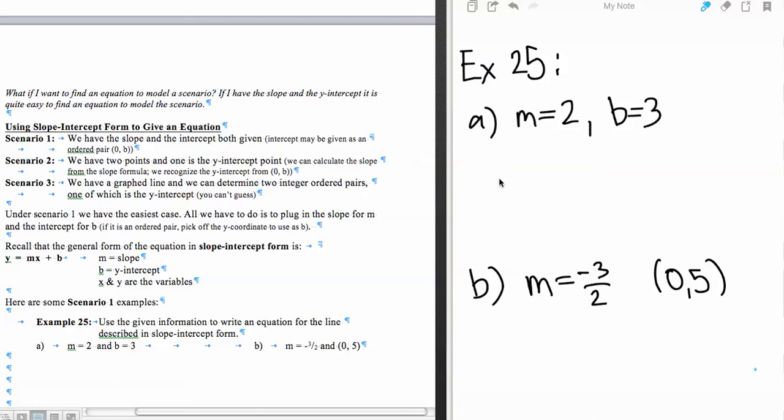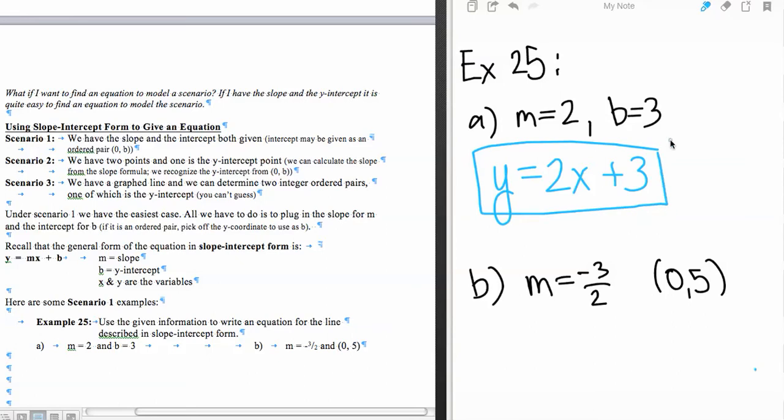So our first example here, example number 25, we have the slope and the y-intercept handed to us on a silver platter. So we're simply going to plug and chug. y equals mx plus b. And there you go. There's the equation of that line, and it's just that simple.